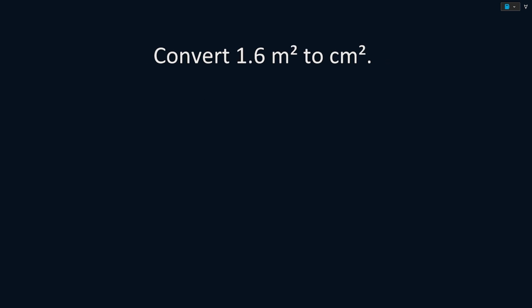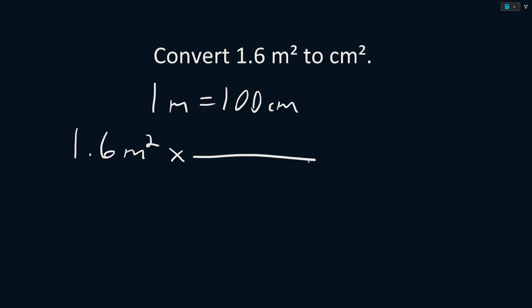Convert 1.6 squared meters to squared centimeters. First, we need to understand the relationship between meters and centimeters. This is that 1 meter is equivalent to 100 centimeters. So to convert 1.6 squared meters into squared centimeters, we need to multiply through our conversion factor of 100 centimeters for every 1 meter. And because the meters are squared, we need to also square our conversion factor.